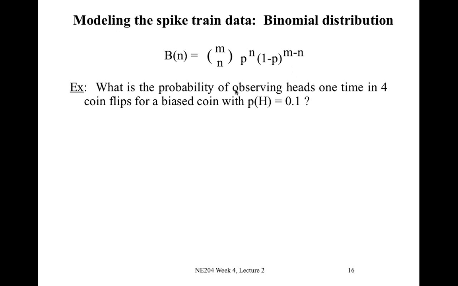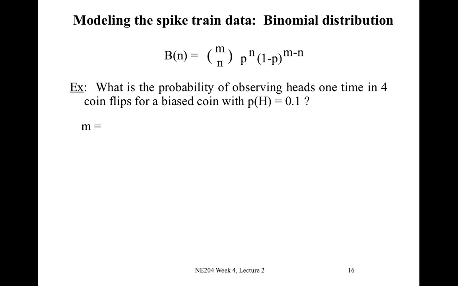And we can ask this question, what is the probability of observing heads 1 time in 4 coin flips for a biased coin with probability of heads 0.1? So this is something we tried to compute last time by hand, you may remember. We have 4 subintervals, 4 coin flips, and we observe heads 1 time. So first let's define all of these symbols in our binomial distribution and try to apply it.